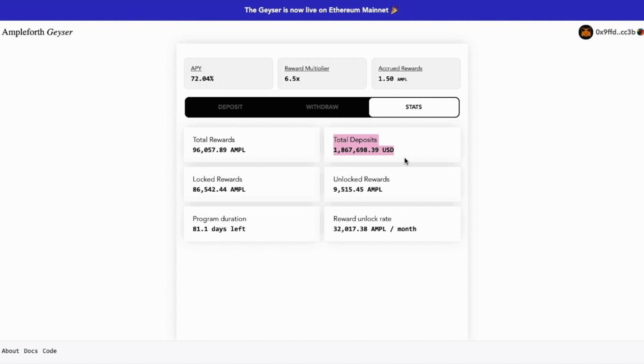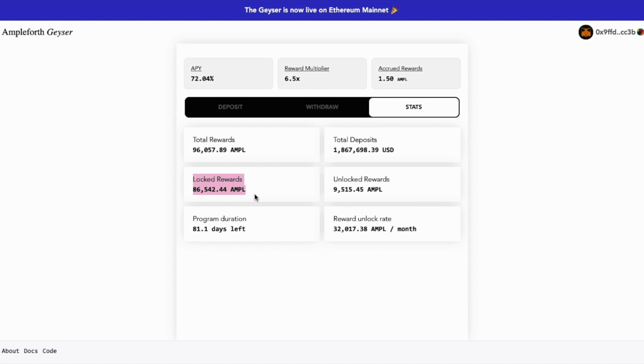So it's pretty straightforward. Let's say you add liquidity with $25 worth of ETH and $25 worth of Ample, your token value will be $50 in total. And then once you deposit it, you are technically adding $50 worth to the Geyser.